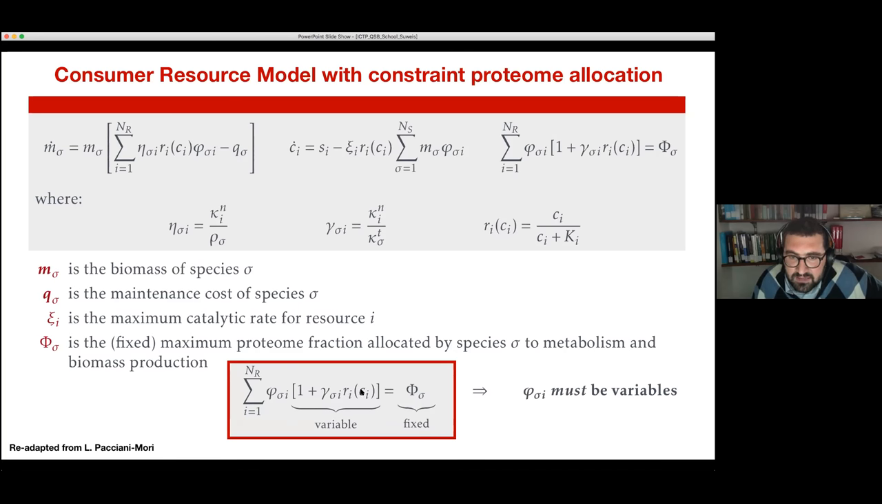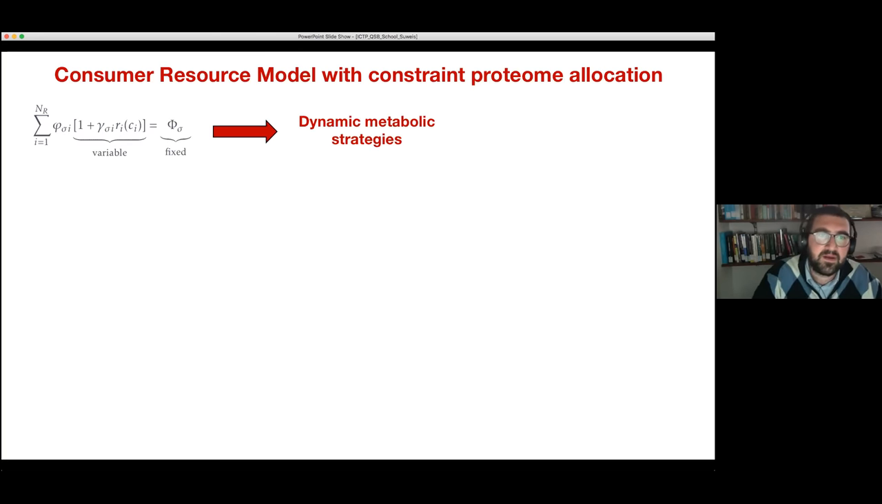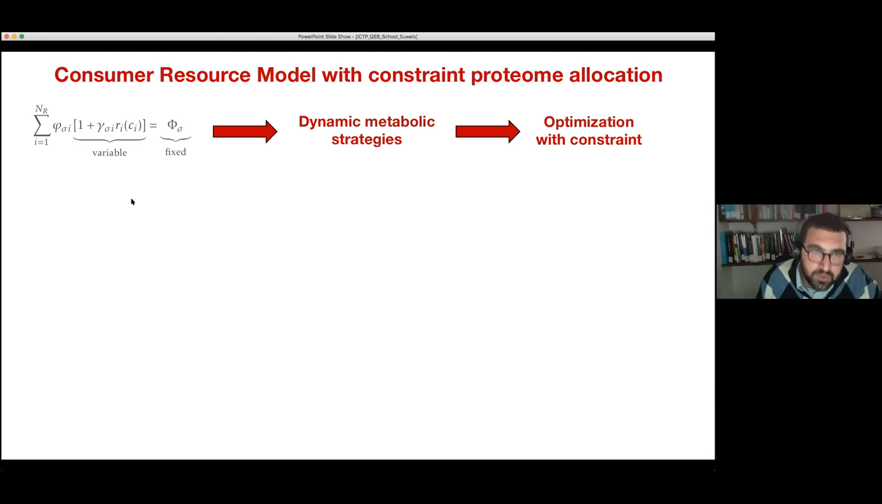And actually you can see that because R changes in time, also phi must be variable. So you see that the proteome allocation for growth, so for these metabolic strategies, must be dependent on time. So we don't have to suppose it. It just came out from this cellular description of the proteome allocation. So if this phi must be variable, then we need to write some dynamic equation for the phi that will correspond to the dynamic metabolic strategies. And again, we have an optimization of the growth rate, but with these new constraints, okay?